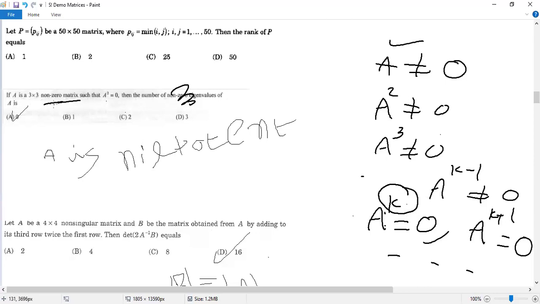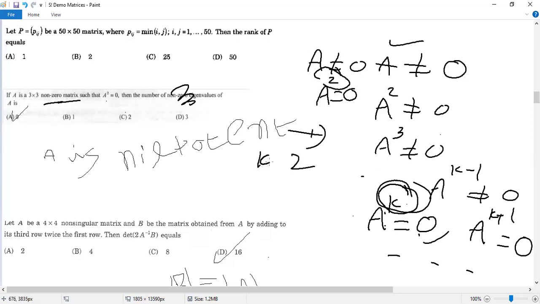Okay. If A is a 3 by 3 non-zero matrix, you are given A is not 0, such that A square is 0. That means A is not 0, but A square is 0. First time A square is 0. First is the least. So the first time when it is 0, we call this the index. K is the index. Once A square is 0, A cube, A4 will be zeros. The first integer for which it is 0 is 2. So we say A is a nilpotent matrix of index 2.